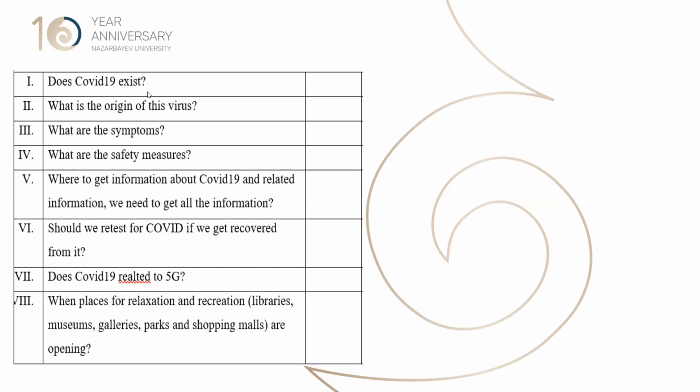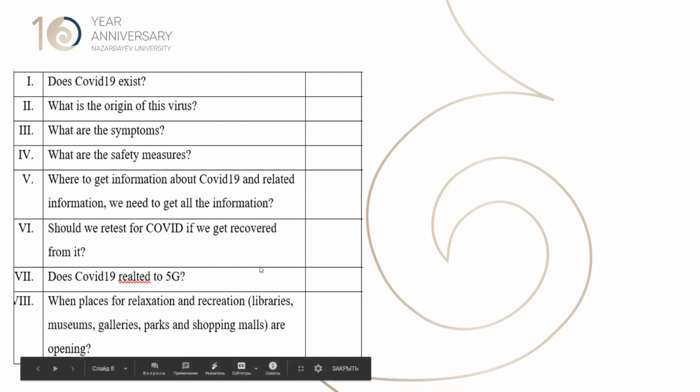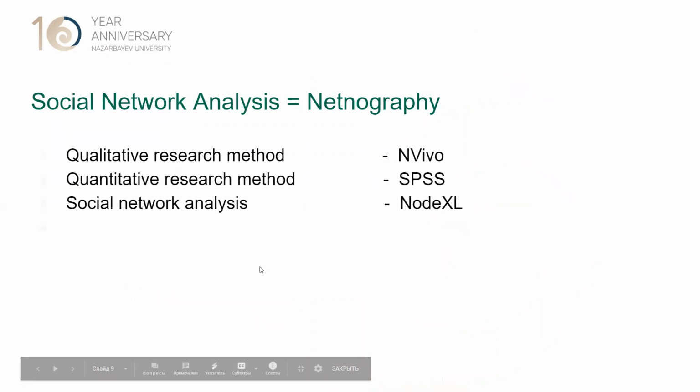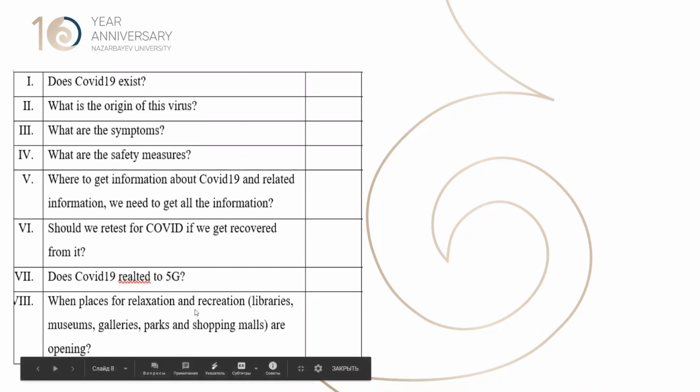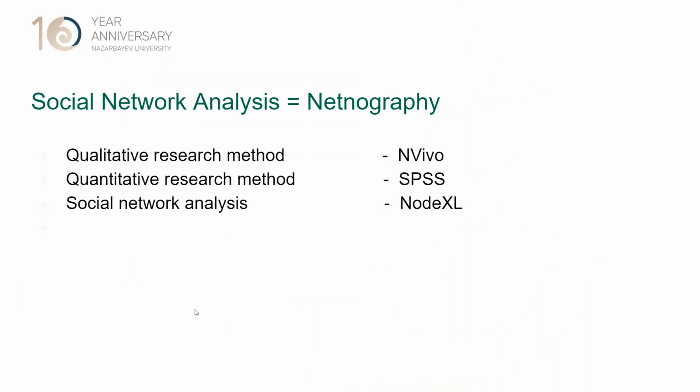Does COVID-19 exist? It was at the very beginning of the pandemic, as this research was done from February till June. What is the origin of the virus? What are the symptoms? What are the safety measures, etc.? And as you can see here, is COVID-19 related to 5G? Or, for example, when will places for relaxation and recreation open? These are the most asked questions.